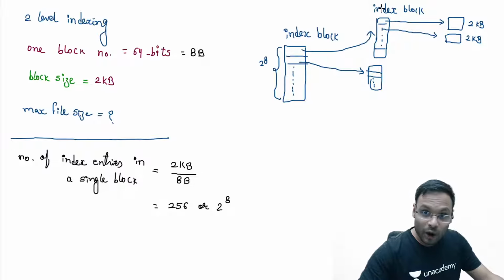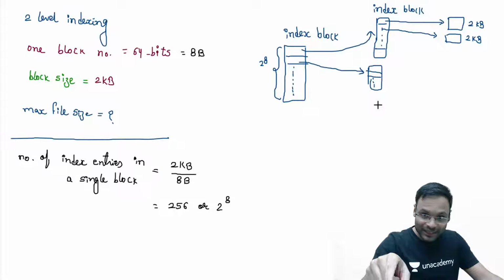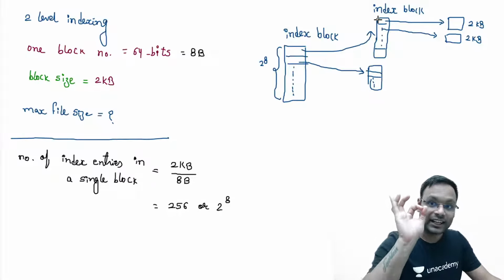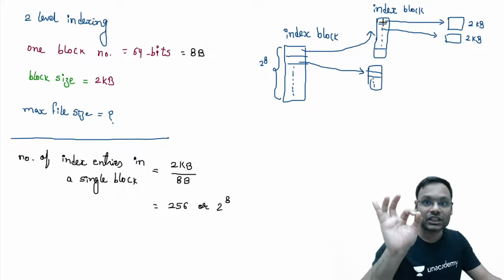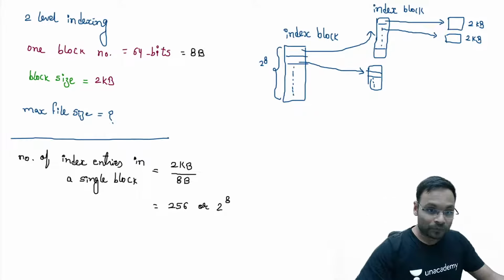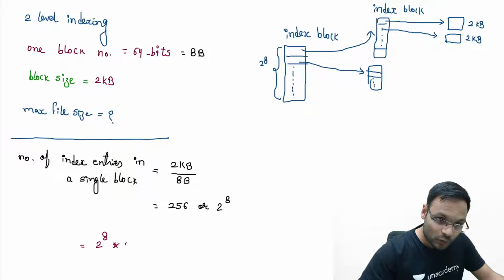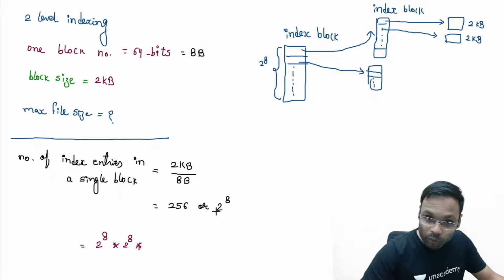So how many such index blocks will we be having? Such index blocks 2 power 8, and each index block is containing 2 power 8 entries. So total number of indexing will be 2 power 8 blocks, each block containing 2 power 8 entries, and each entry is of a particular block of 2 kilobyte.